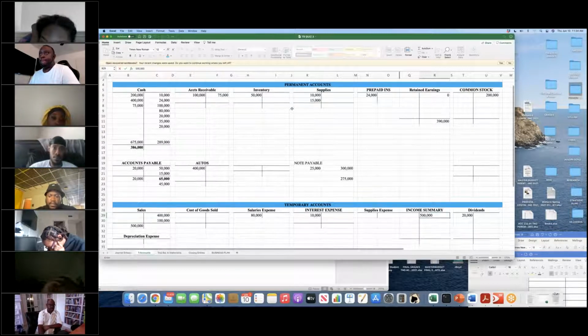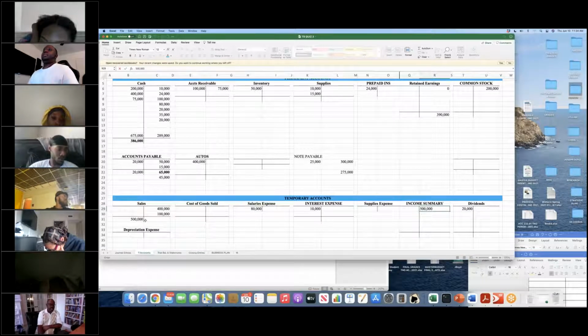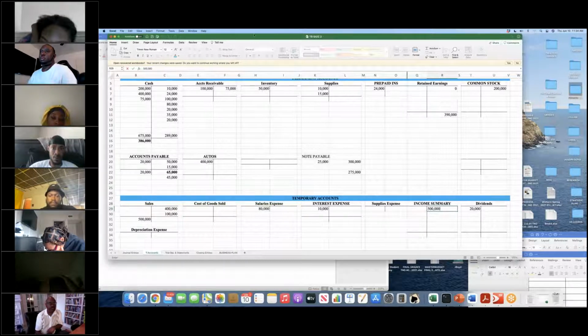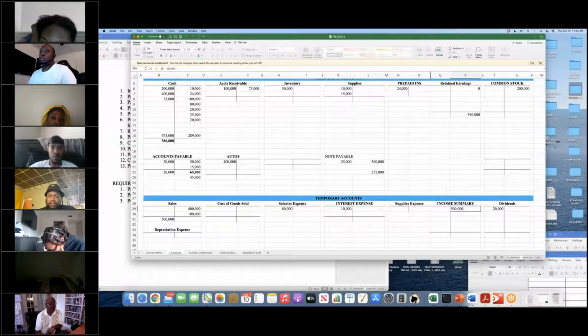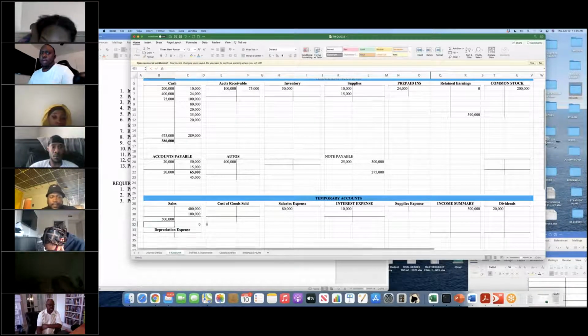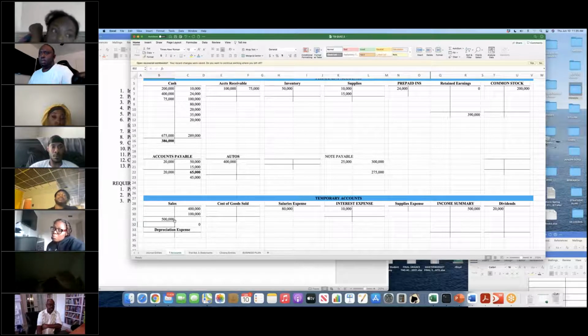So in the first closing entry, we debit it, and now this account is zeroed out. So the balance in the account in sales now is zero. So we make an entry, it had 500,000 in it. So we debit it, so the balance will be zero.